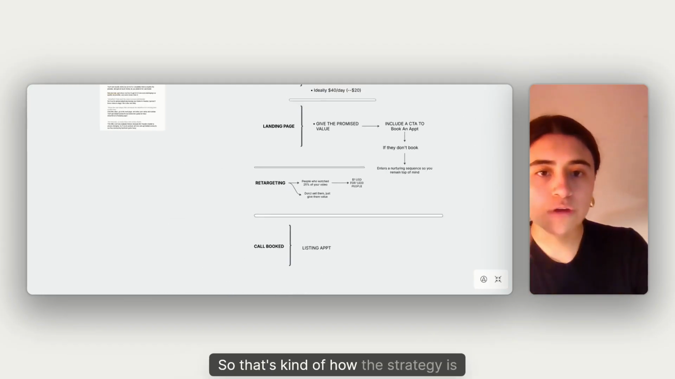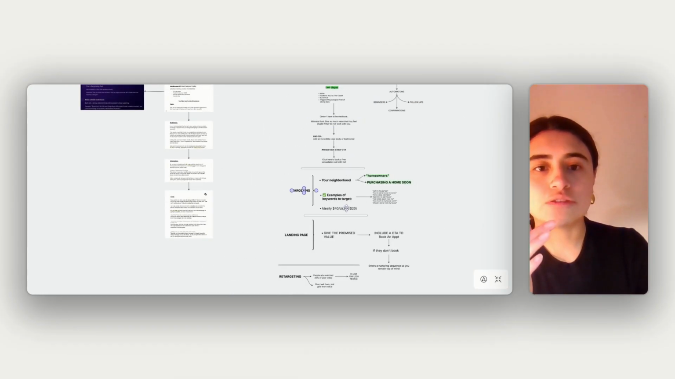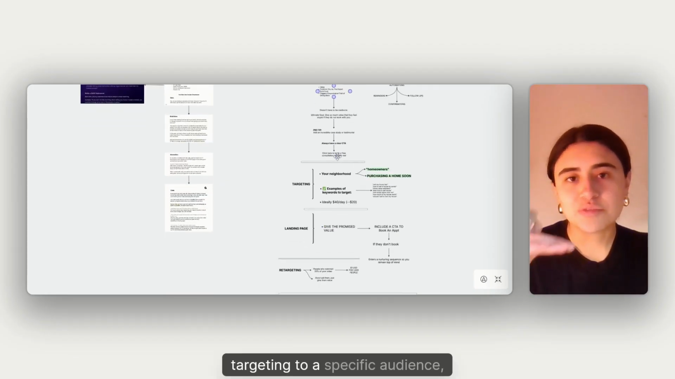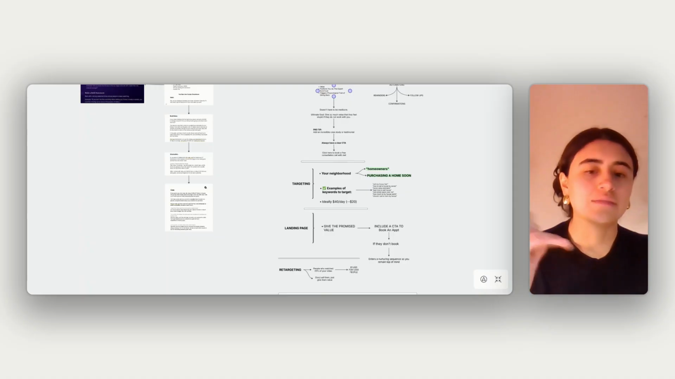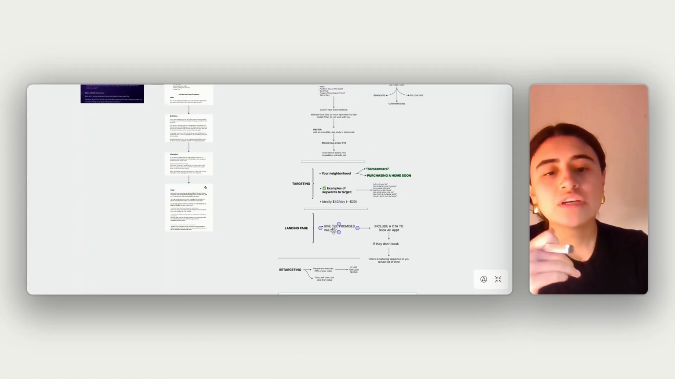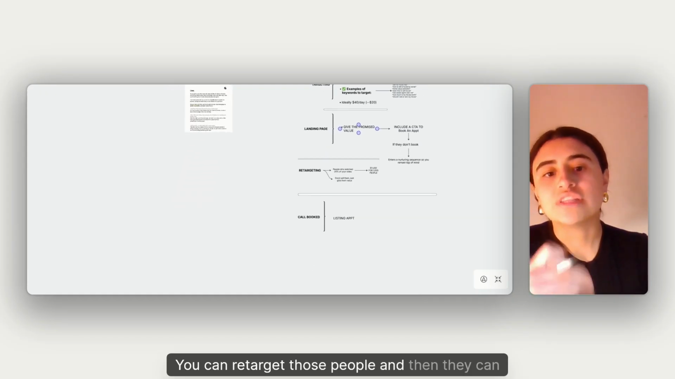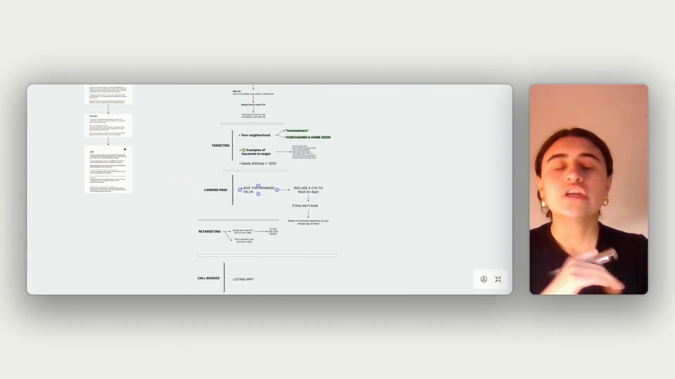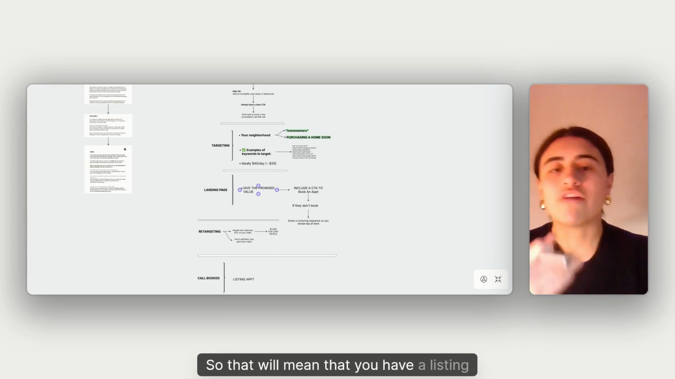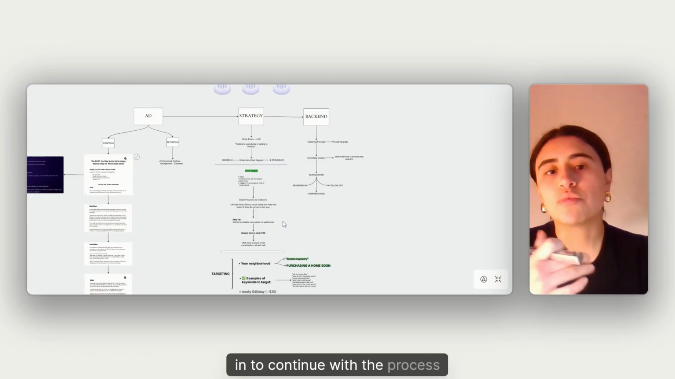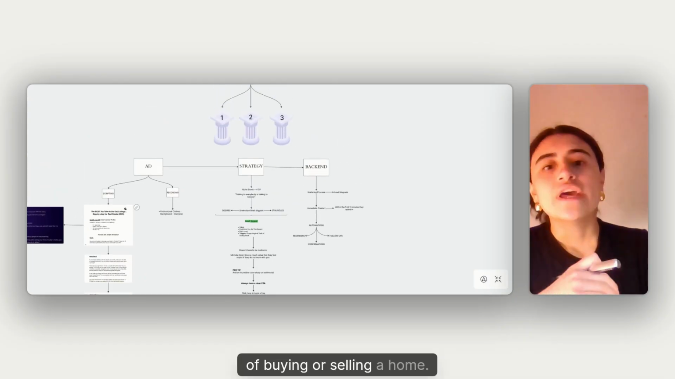So that's how the strategy part works: lead magnet, targeting the specific audience, giving them value, and then they arrive at the landing page. You can retarget those people, and then they can book a call with you or a free consultation. That will mean that you have a listing appointment with someone who is really interested in continuing with the process of buying or selling a home.